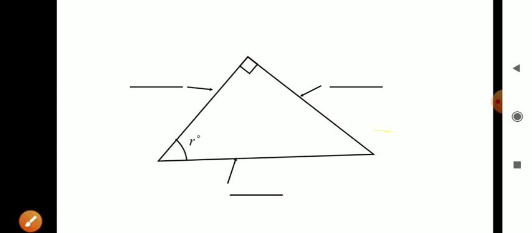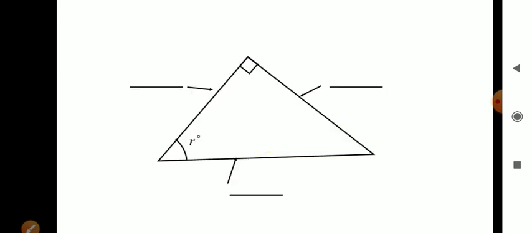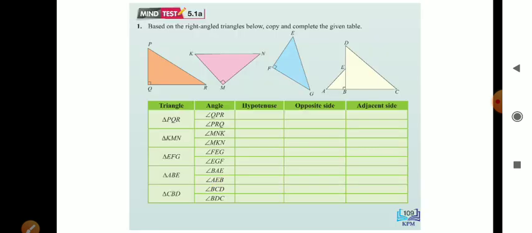So try this exercise, Mind Test 5.1a, page 109 in your textbook. Copy this into your exercise book. If not, after a few months, your exercise book will still not be used up. So try to write them down. This is a little different from what we did just now, but it is still the same.